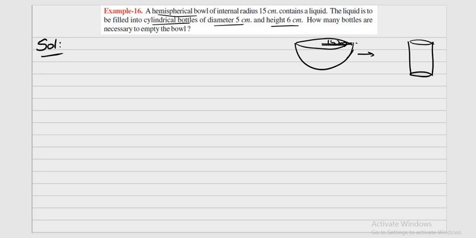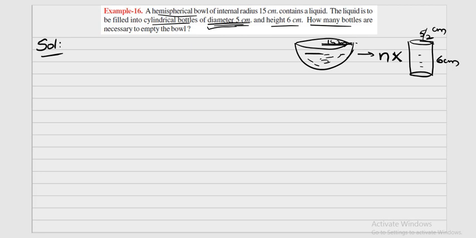So cylindrical bottle means, so this particular shape it will have, and its radius is 5 by 2 centimeters because diameter is given. So while reading the question you should be careful whatever the things that are given, right? And height is 6 centimeters. Now how many bottles he is asking, right? So to empty this bowl, so this bowl contains some liquid, so this is to be poured into these cylinders. So how many bottles are required?